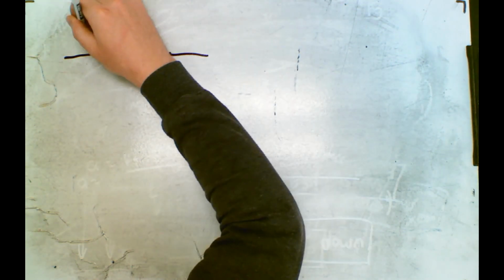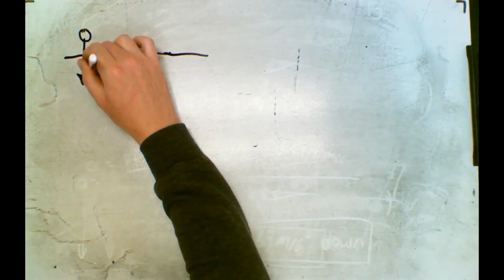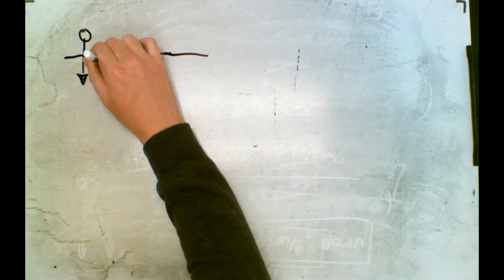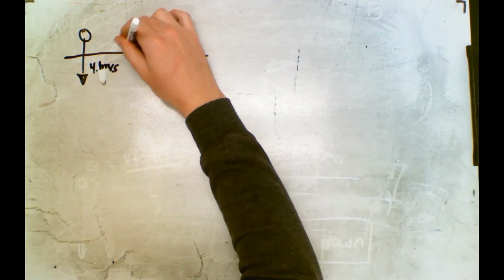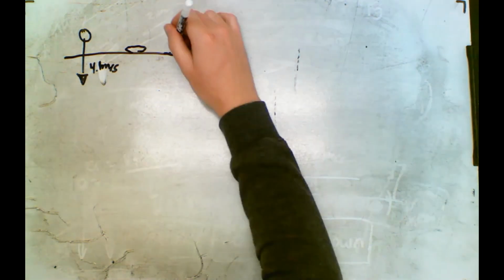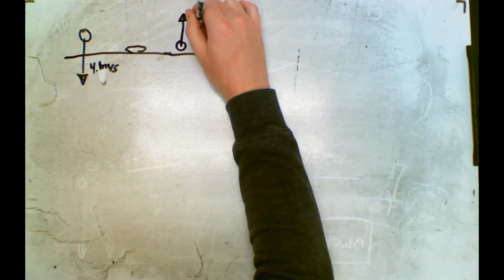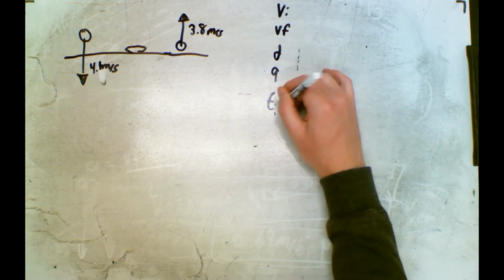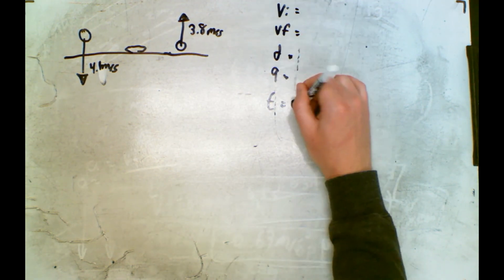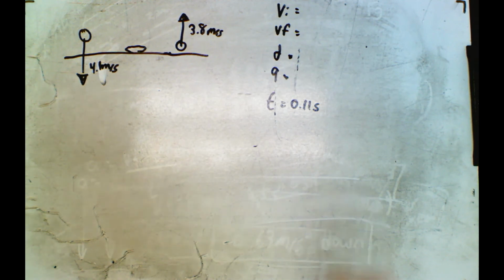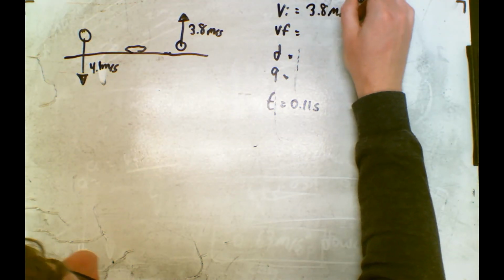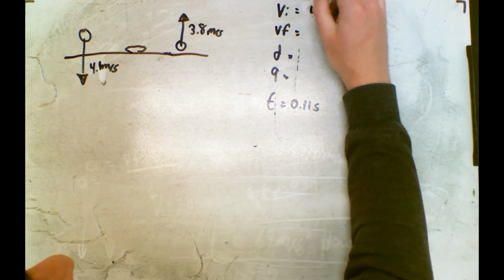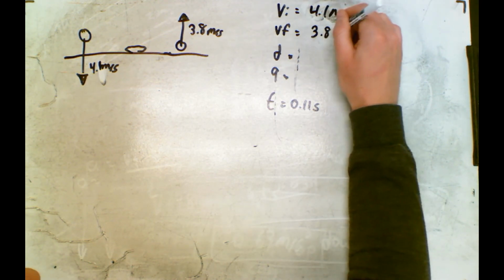So whenever a question's tricky, it's good to draw a picture. So this is the ball on its way down, and it's going 4.1 meters per second. The ball squishes, compresses, and then it springs back up at 3.8 meters per second. So we can use VI, VF, D, A, T. They told us it did this all in a time of 0.11 seconds. Our initial is 4.1 meters per second, and our final is 3.8 meters per second.